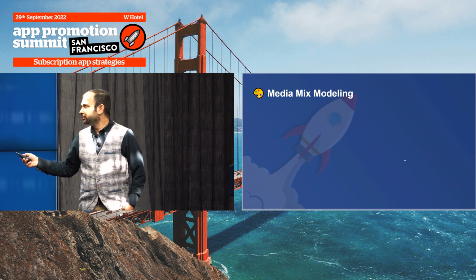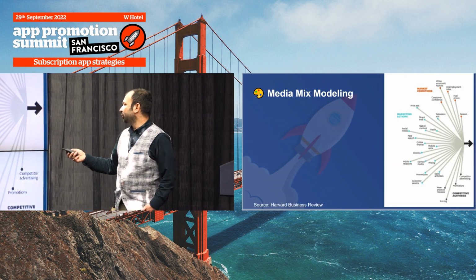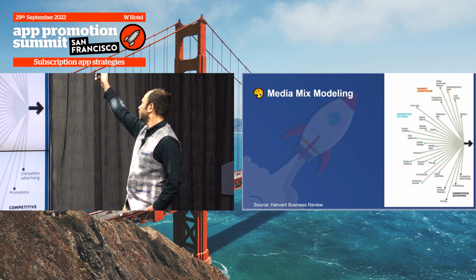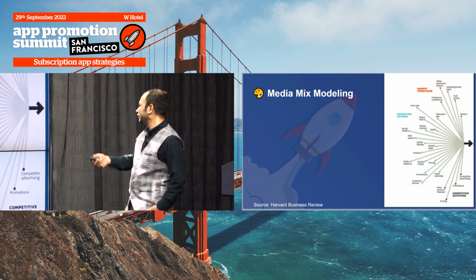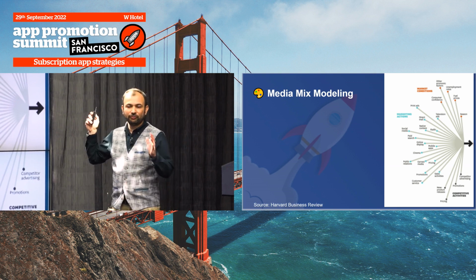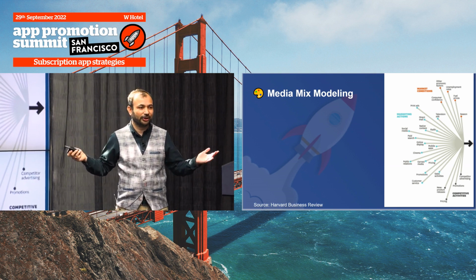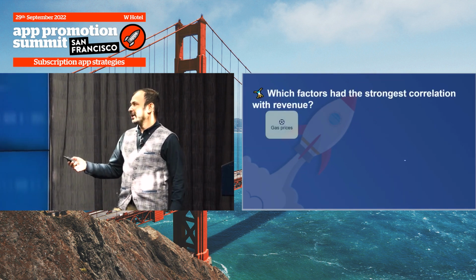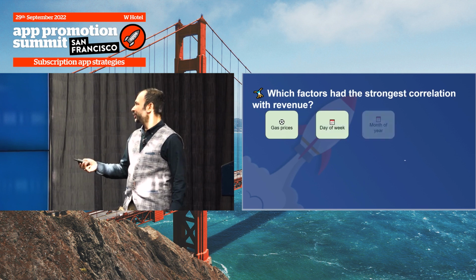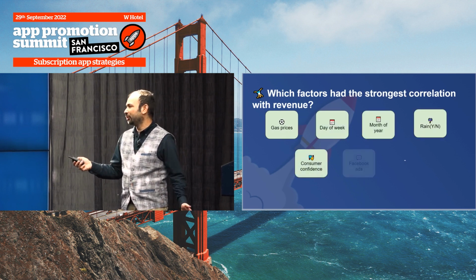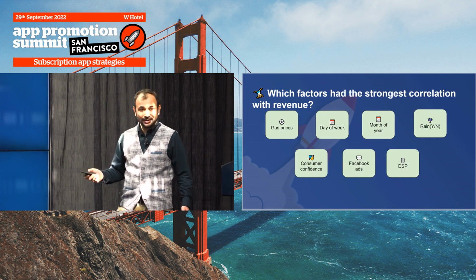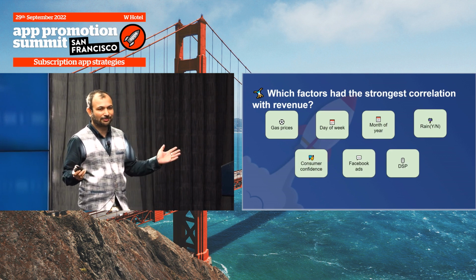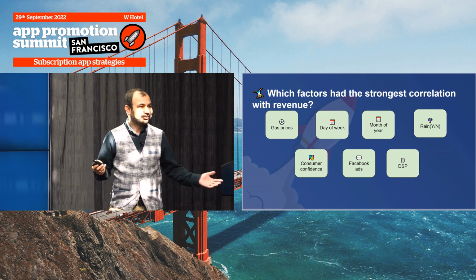What's a media mix model? This is what the Harvard Business Review says it is. You have X amount of revenue, you have all of these market conditions and marketing actions, and we're going to find out which of these contributes to your revenue. Easy, right? So this could be gas prices, days of the week, month of the year, is it raining, what is the consumer confidence, Facebook ads, Google. Now, how many of you track consumer confidence or gas prices? I don't.